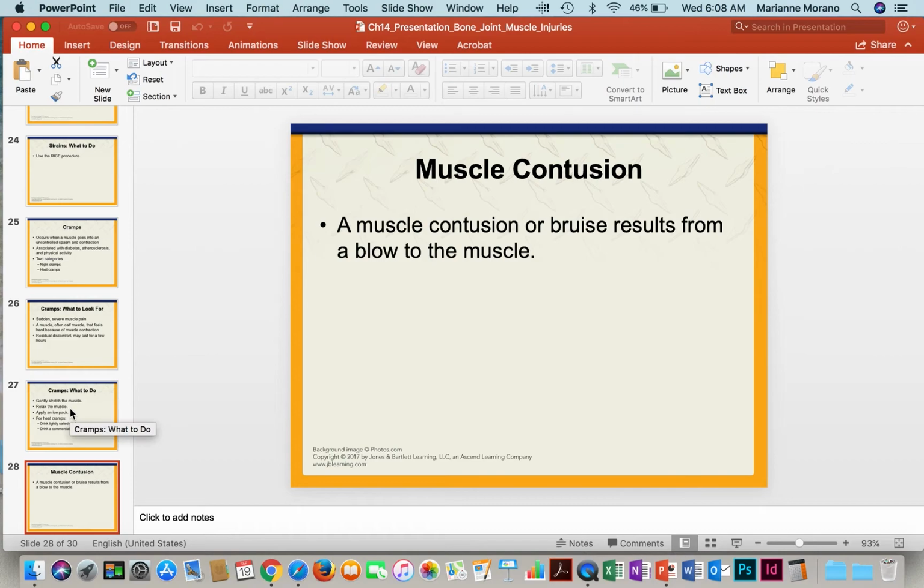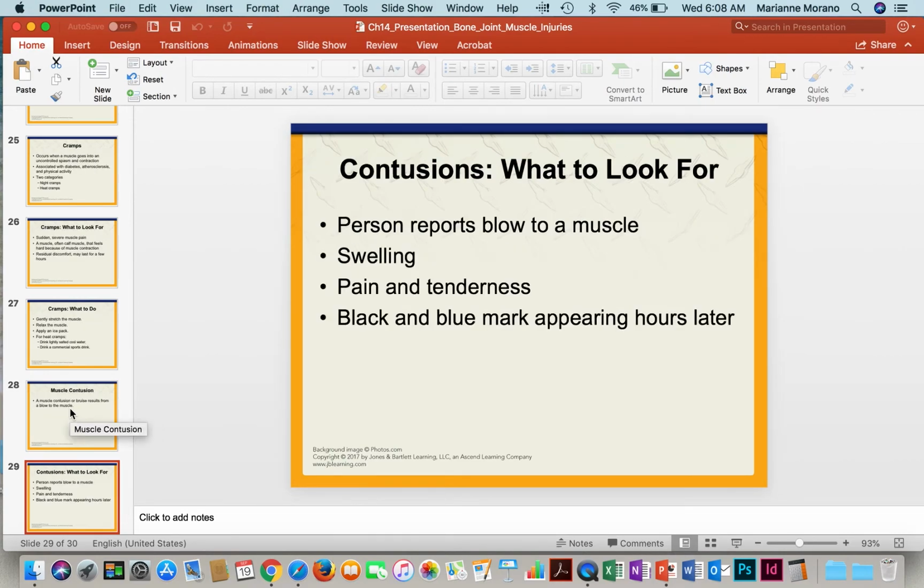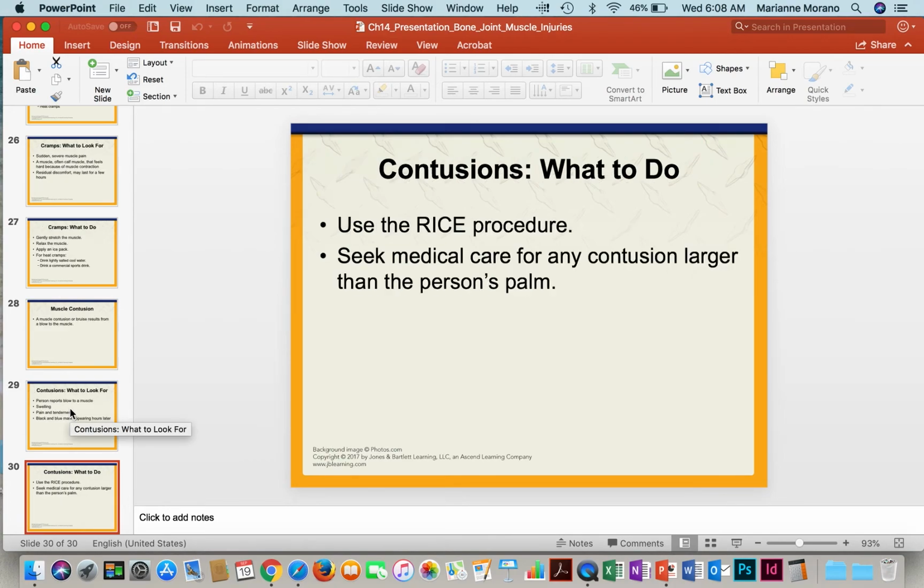A muscle contusion is a bruise that results from a blow to the muscle. Usually, the person remembers something hitting that part of the body. Swelling can occur, pain and tenderness, and black and blue marks appear hours later. Use the RICE procedure and seek medical care if any contusion is larger than the person's palm.